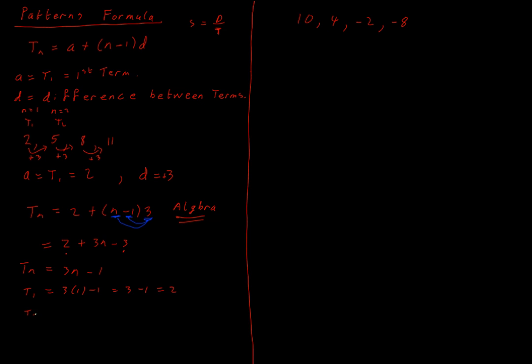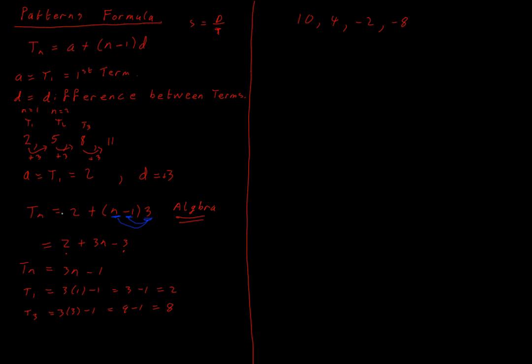And say T3 would be 3, n is 3 minus 1, 9 minus 1 is equal to 8. And I can see that I have 8 as my third term. So this is a rule that gives me all of the terms in my list. And the way that we find it is to use this formula here, which at the moment is a little bit unusual for us, but we get used to it very quickly.